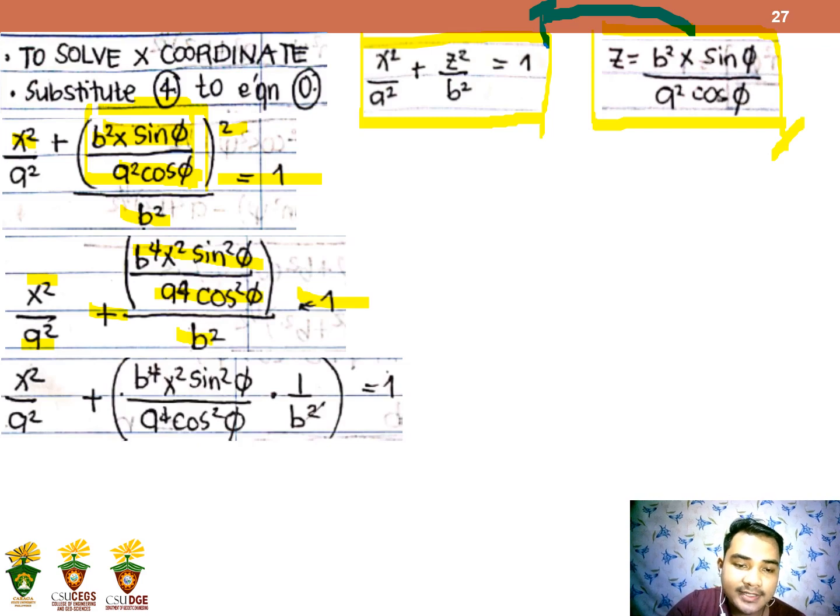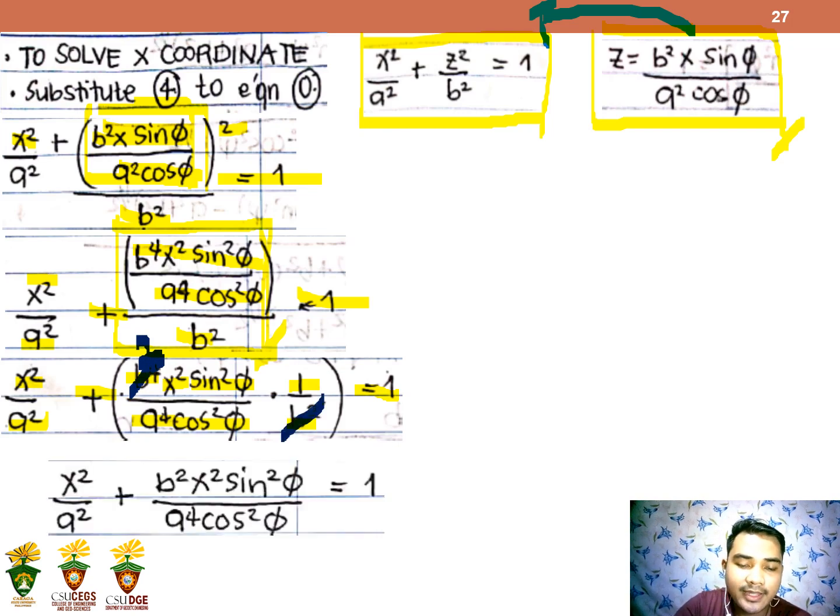So ato ni i-simplify nga part diri nga kani nga equation or kani diri nga part lang. So mahimo na siyang x squared over a squared plus b raised to the power of 4 x squared sine squared geodetic latitude all over a raised to the power of 4 cosine squared geodetic latitude times 1 over b squared is equal to 1. But natay pwede ma-cancel since b4 base to the power of 4 mahimo na lang siyang squared, kani is ma-cancel.